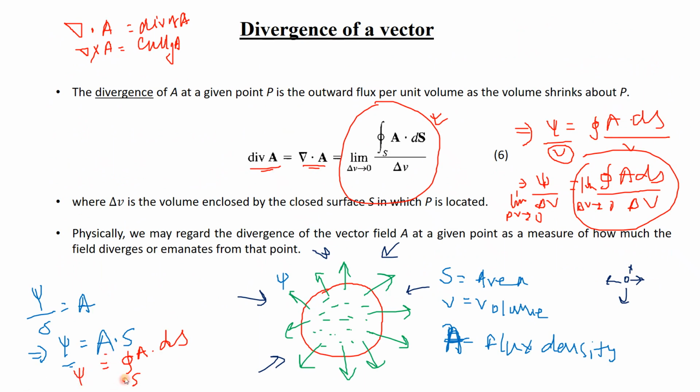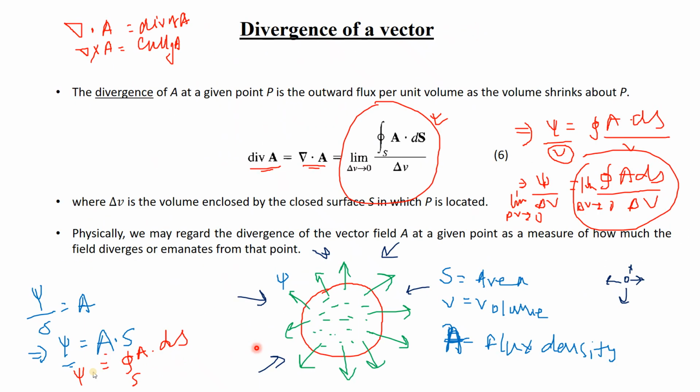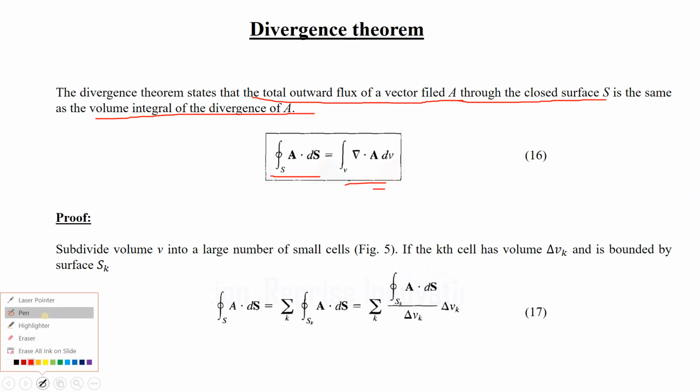If you can see this equation, that psi is equal to the closed surface integral of A, which we have seen over here also. Okay, so that is being shown over here. So the closed surface integral of vector A is the total outward flux of a vector field A through a closed surface S, that is equal to the volume integral of the divergence of A.